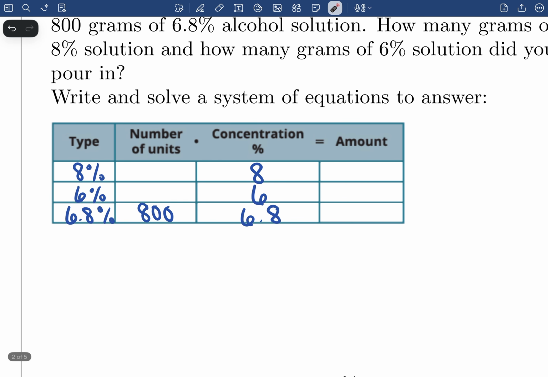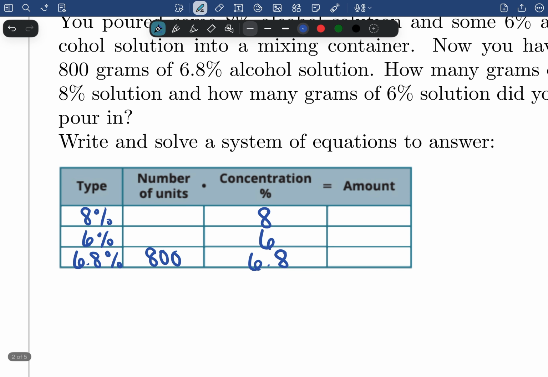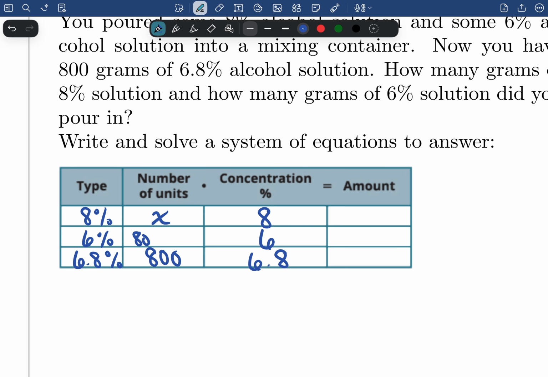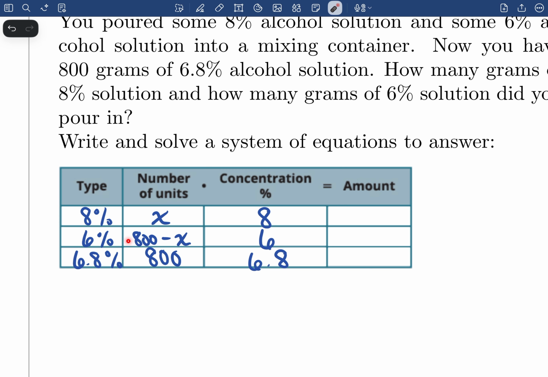And so this is where I'm going to pick some variables. And I can call this 8% solution's number of units X. I don't know how many there are, how many grams, but I'll call it X. And I know X plus this number has to make 800. In other words, if I take 800 and I subtract X, it will give me this. So being clever, you guys are clever students, you're going to take 800 minus X and put it right there.